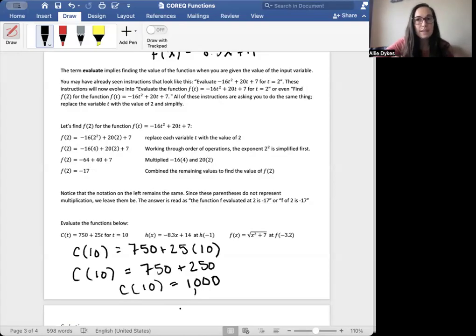Okay. That's the intro that we needed for functions and function notation.